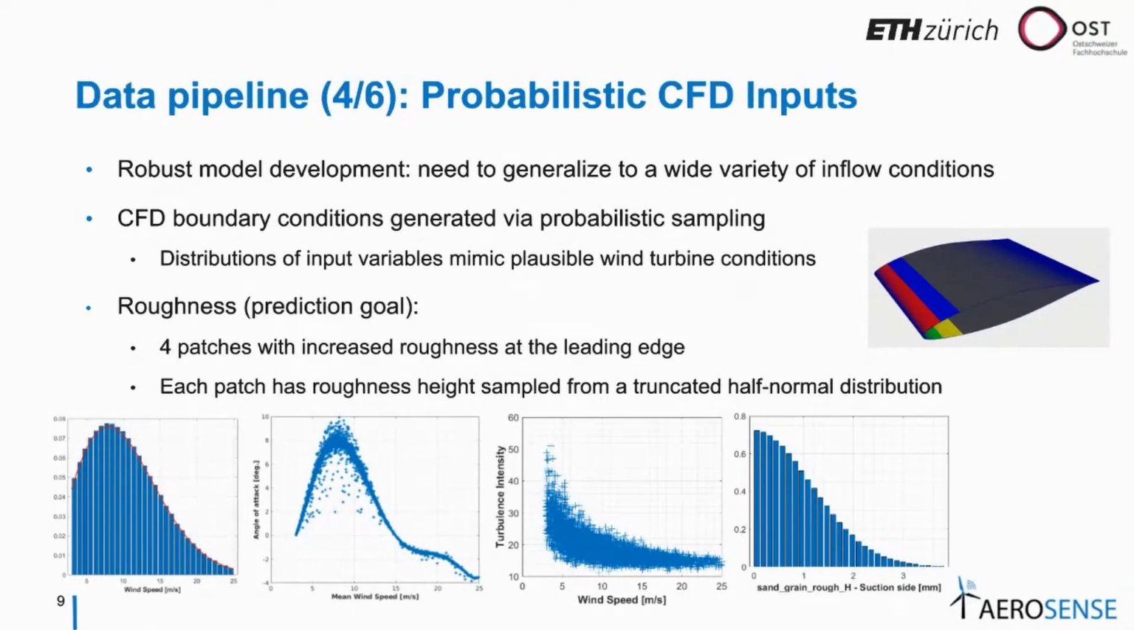And to simulate the roughness, which is the prediction goal and thus leading edge erosion, we actually have a model where we have 4 patches at the leading edge of our airfoil, and we then sample from a truncated half-normal distribution to get the roughness height for each patch.